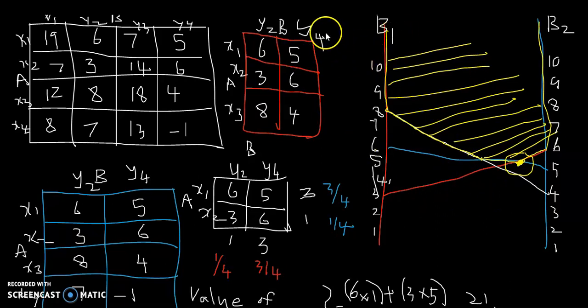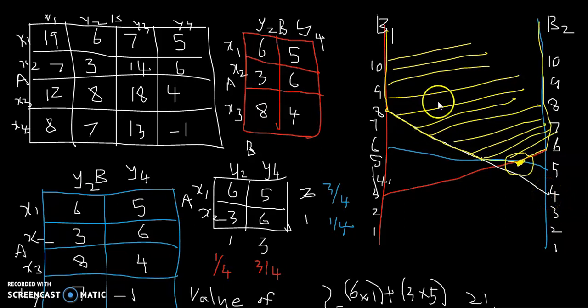So what is the graphical method? For the B strategies, I am taking 2 strategies. y2 I am taking as B1, and y4 I am taking as B2. So I am drawing 2 perpendicular lines. Between the 2 perpendicular lines I am drawing a line crossing 6 and 5: 6 in B1 and 5 in B2. Afterwards 3 and 6: in this line I am taking 3, and in this line I am taking 6. I am drawing a line. In this axis I am taking 8, and in this axis I am taking 4.